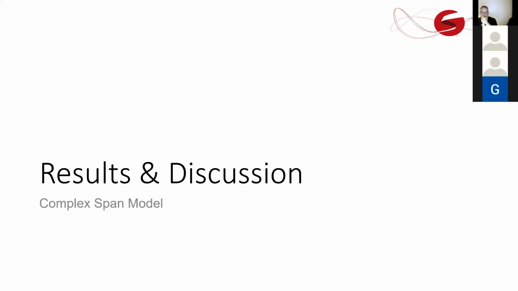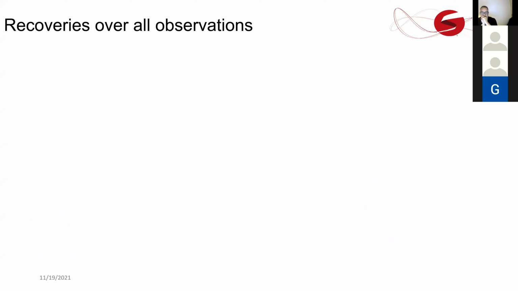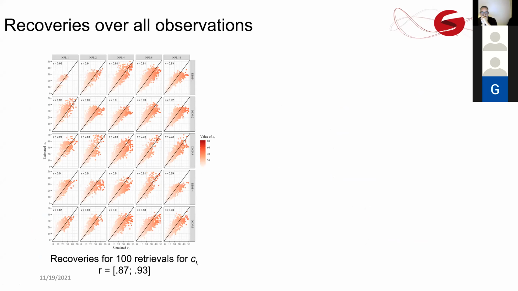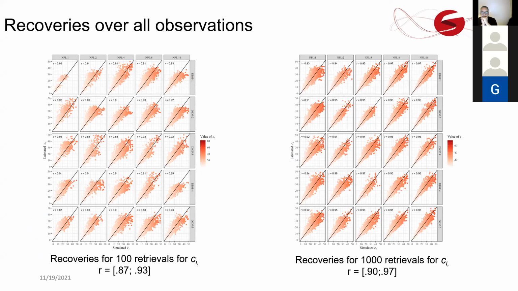As we can see here now, I will present a quick overview of parameter recoveries from the Stan models I used for this. These are the recoveries over all observations. For 100 retrievals, we can't say the set size here because we manipulated it orthogonally, we saw correlations between 0.87 and 0.93. And for 1,000 retrievals, which is a huge amount, we see 0.90 and 0.97 within all observations for the context activation parameter C.